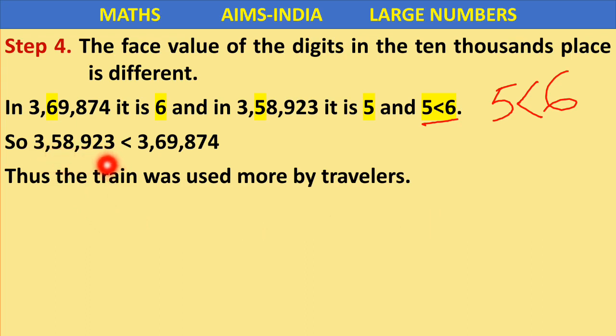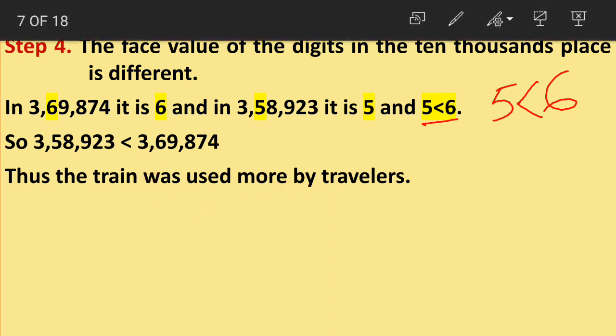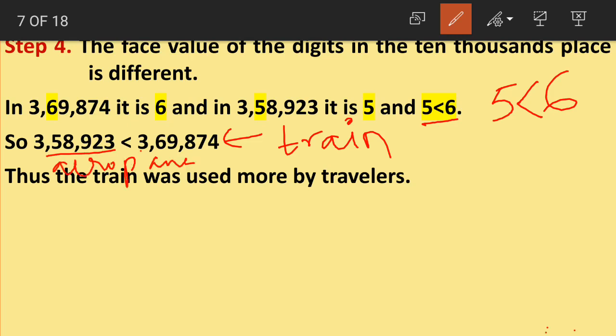Now this 3,58,923 was the number of people who travelled by aeroplane, and this 3,69,872 was the number of people who travelled by train. This was aeroplane and this was train. The number of people who travelled through aeroplane is less than the number of people who travelled by train.